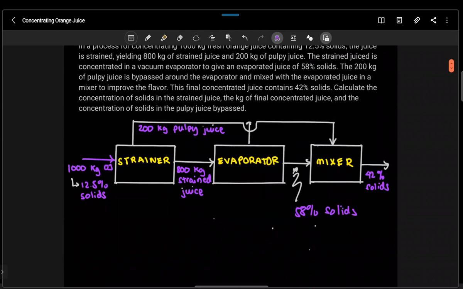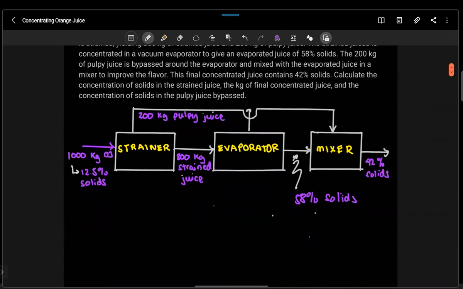So what we are after here is to calculate the concentration of solids. Okay, so let me write that down. Calculate A, the concentration of solids in the strain juice.